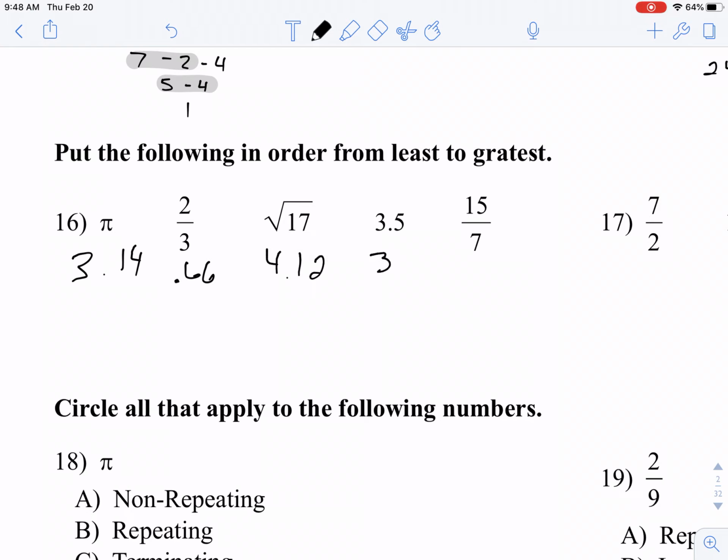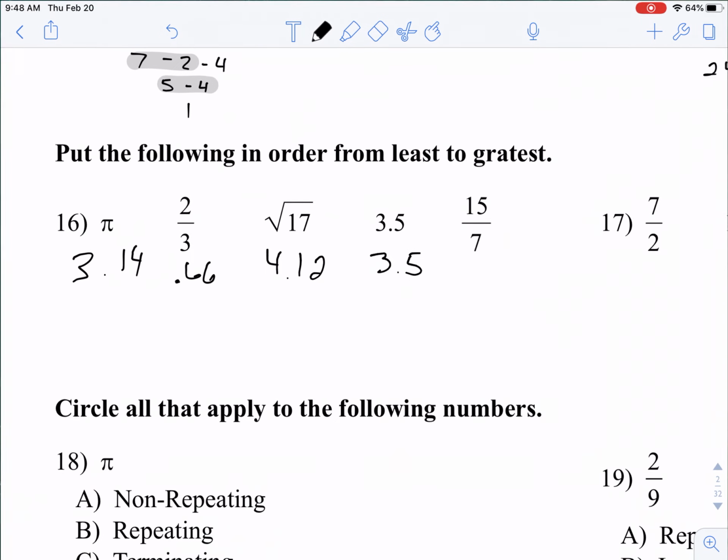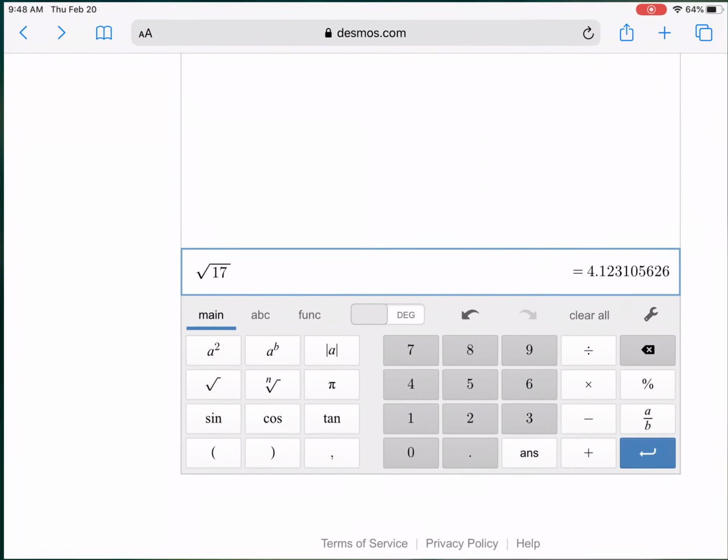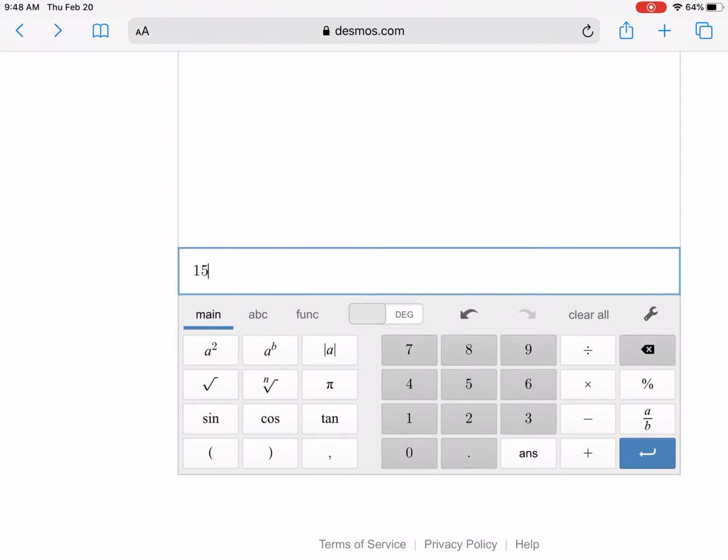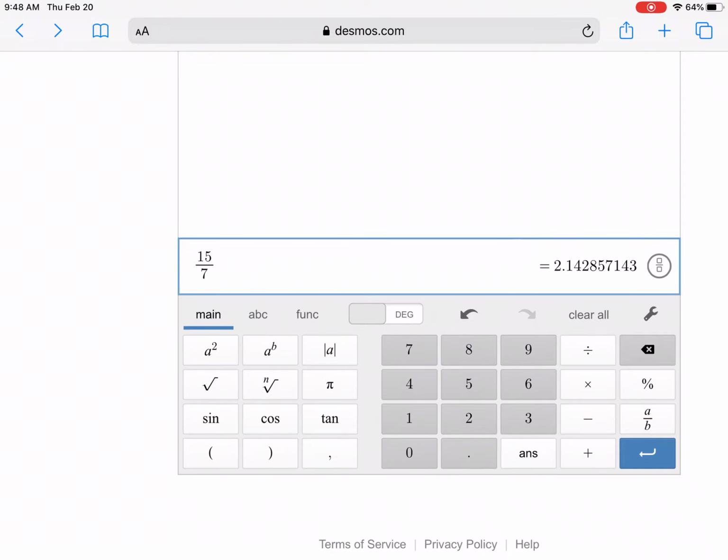3.5 is already written as a decimal. 15 divided by 7, we can again use a calculator. So 15 divided by 7 is 2.14.